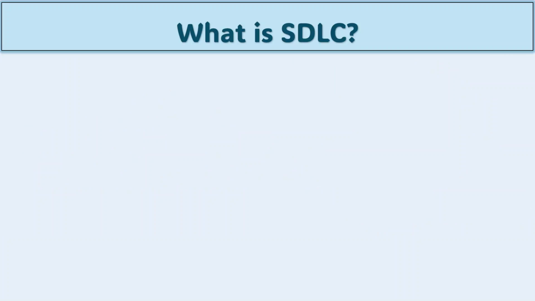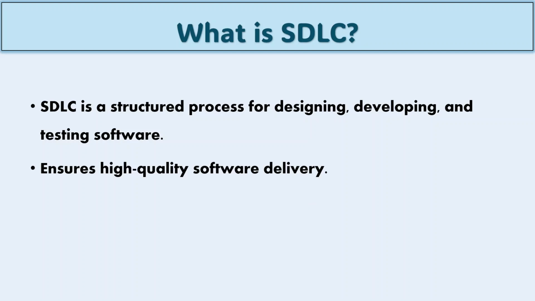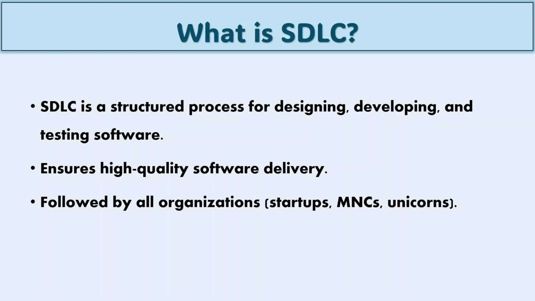What is software development lifecycle? In short, they also call it SDLC. SDLC is a structured process used in software development. You can highlight the word structured process. It ensures that software is designed, developed, tested, and delivered efficiently. What is our ultimate goal? Our ultimate goal is to deliver high quality software in an efficient and reliable way. Nowadays, every organization, whether it is a startup or a global tech company, follows this standard process to build software.